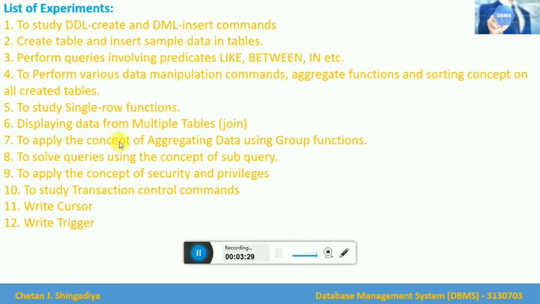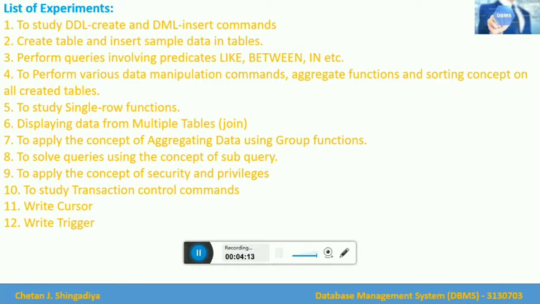In this subject, we are going to perform these experiments during the semester. So let us see what the experiments are. The first experiment is to study DDL create and DML insert commands. The second practical is to create tables and insert sample data into the tables. The third experiment is to perform queries involving predicates like BETWEEN and IN, etc. The fourth experiment is to perform various data manipulation commands, aggregate functions, and sorting concepts on all created tables.